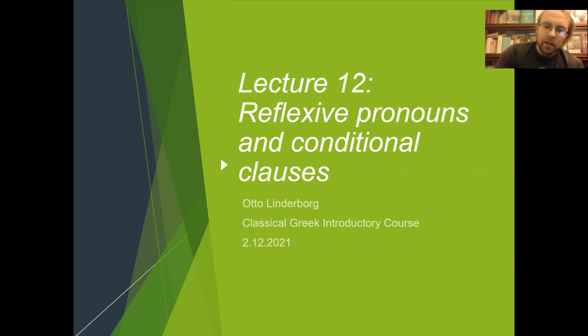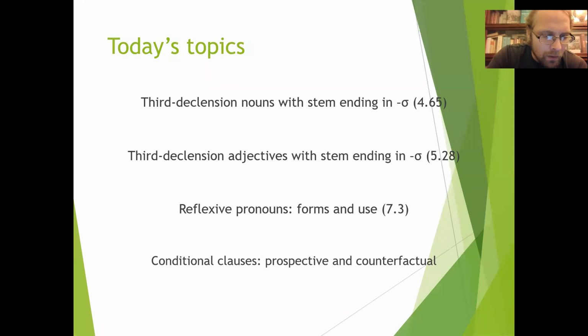We continue with overviewing the reflexive pronouns, which you find on pages 90 and 91, section 7.3 in the grammar. Finally, we are also going to acquaint ourselves with subordinate clauses of the conditional kind. Particularly, we are going to overview how so-called prospective and counterfactual conditional subordinate clauses are constructed in Classical Greek. But let us turn to the first topic of today, which is nouns with stems ending in sigma.